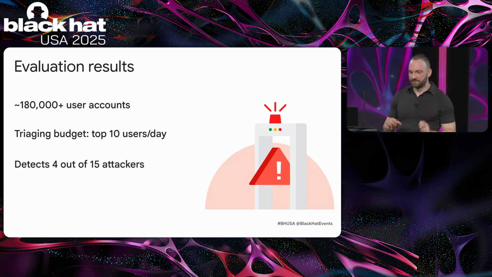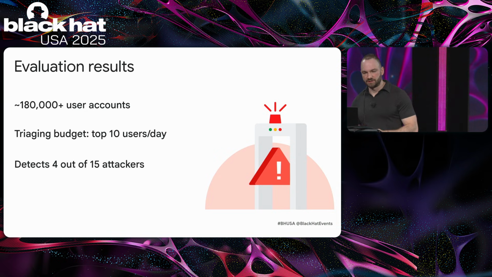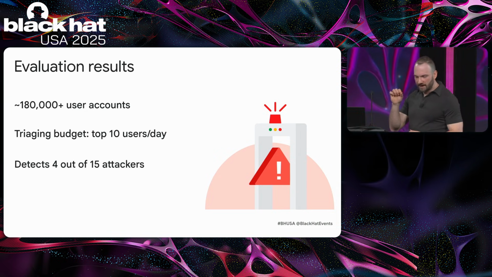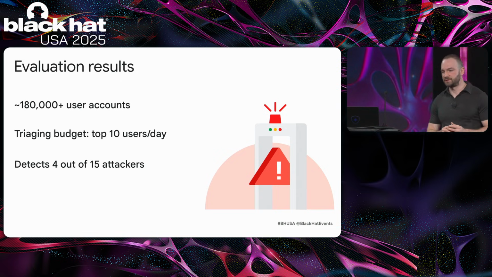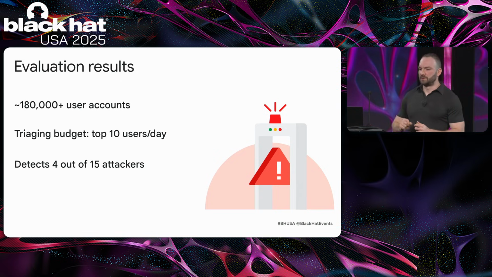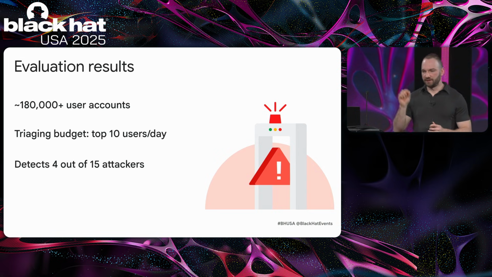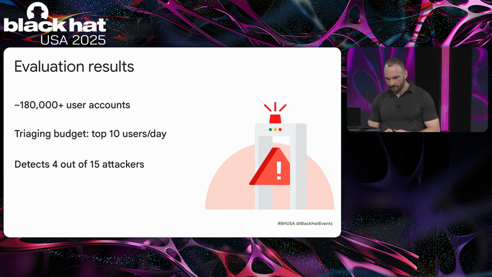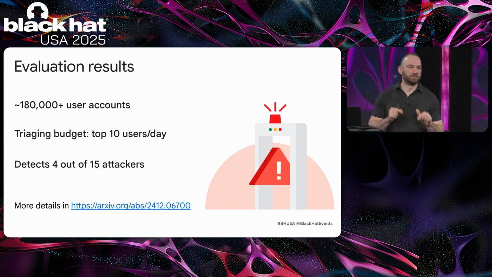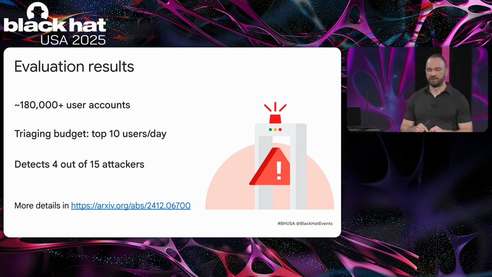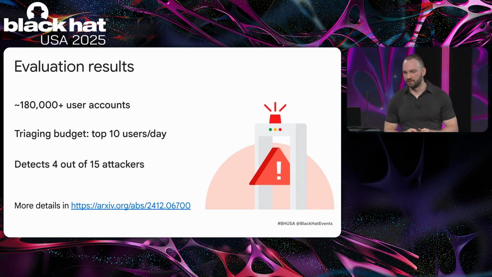This is quite a hard evaluation, so 4 might not seem like much. However, I also do want to mention that the precision here is what we're optimizing for. So if you were to triage more than 10 users, you would obviously get more of the attackers. But we're really focusing on the very low false positive rate. There are significantly more details and more evaluation numbers in the archive paper that's available online.